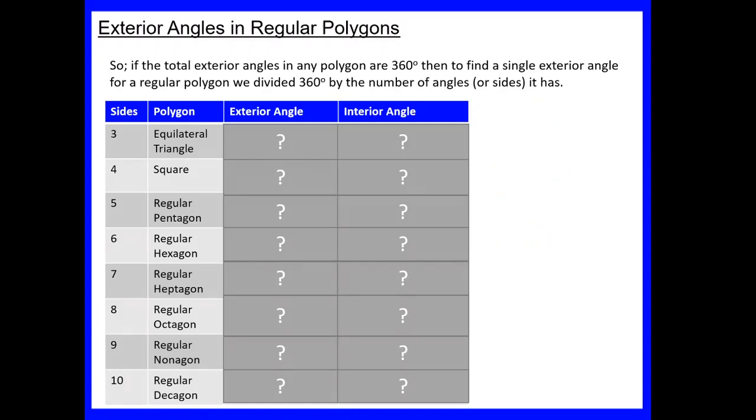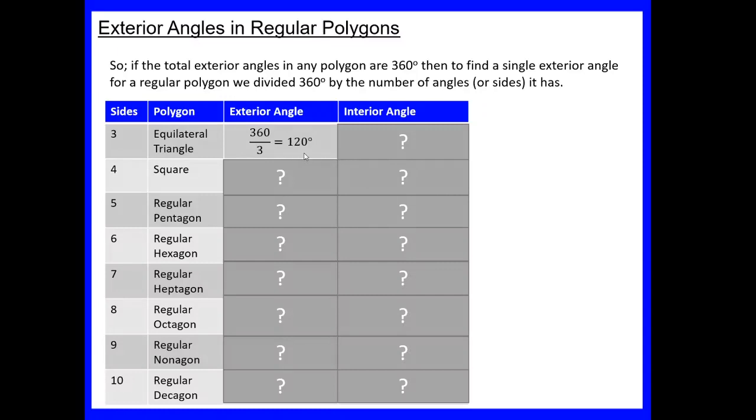Alright, so now let's have a look at our regular polygons then. So we know for our equilateral triangle the exterior angle is going to be 360 divided by 3, which will give us 120 degrees for each one. So remember, our regular polygon where all of our angles are the same, so that means all of our exterior angles are the same as well. So we can simply divide by the number of sides or vertices that we have to give us our angle for each one.